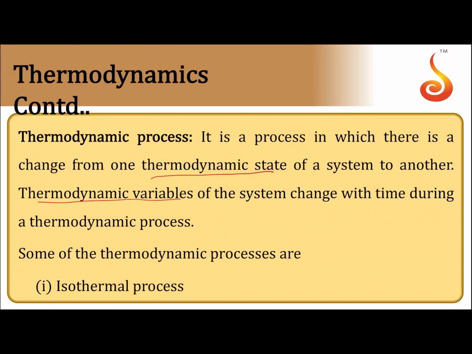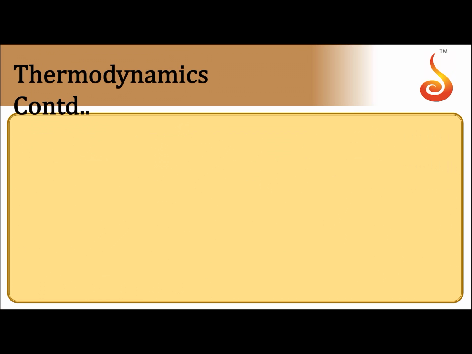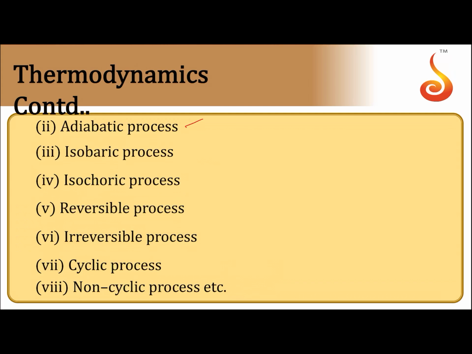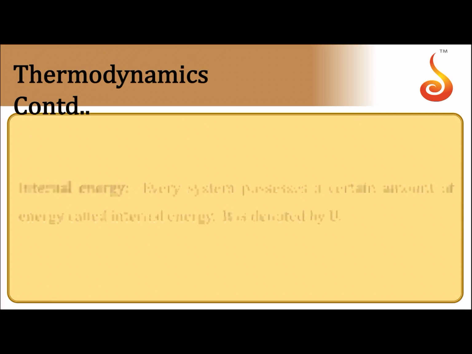The process involving such a change, we call a thermodynamic process. Some of the thermodynamic processes are isothermal process, which we have seen already. Then adiabatic process, this also we have seen. Isobaric process, where pressure remains constant. Isochoric process, where volume remains constant. Then a reversible process, which can be carried in the forward as well as backward direction. At any point you can reverse it with the same ease. Irreversible process, which cannot be reversed. Cyclic process, the process which repeats after completing so many steps. And then non-cyclic process. These are some of the thermodynamic processes.